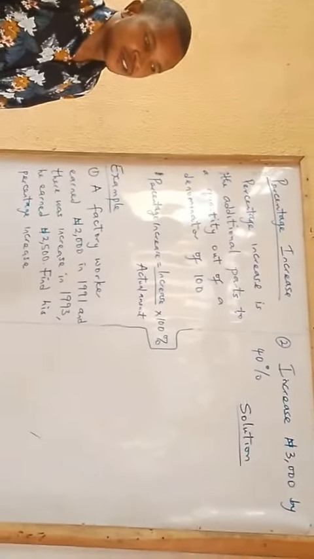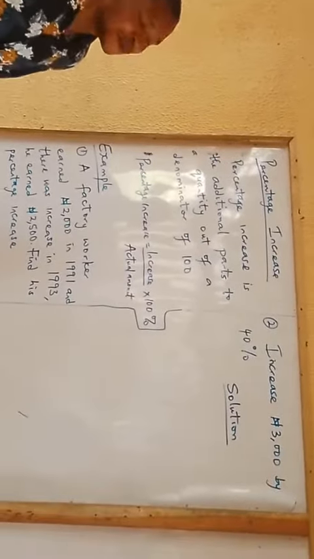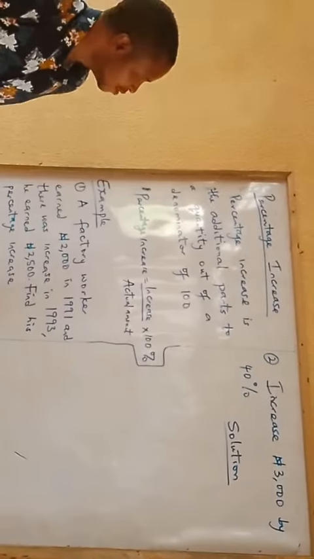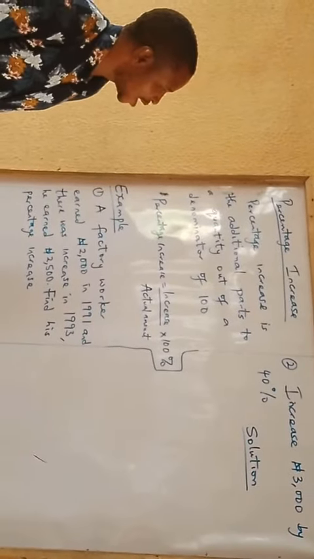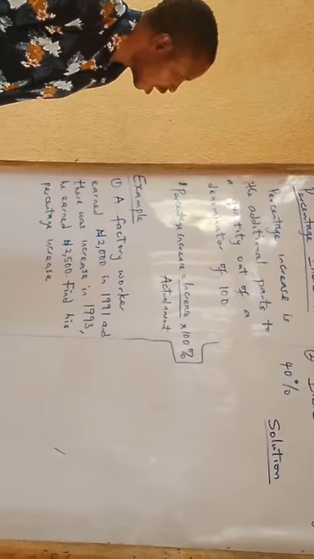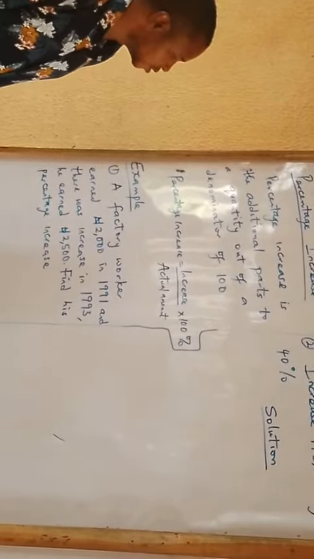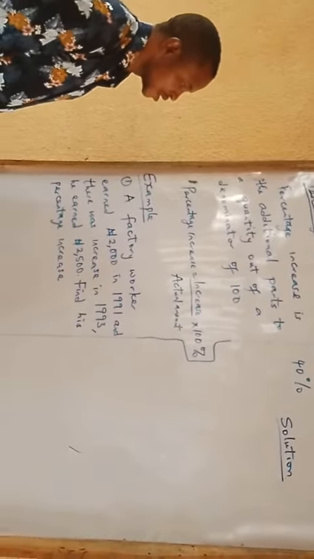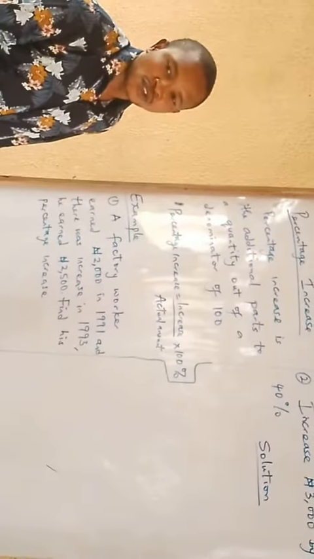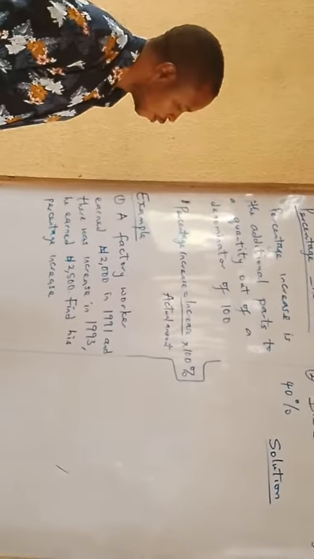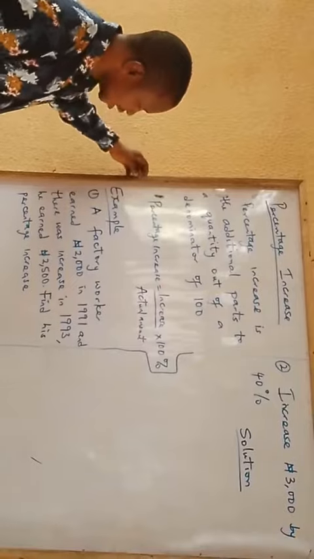Good day, my wonderful learners. Today we want to consider percentage increase. Percentage increase is the additional part of a quantity out of a denominator of 100. And this is the formula for percentage increase: increase over actual amount multiplied by 100%. Let's solve these two examples.